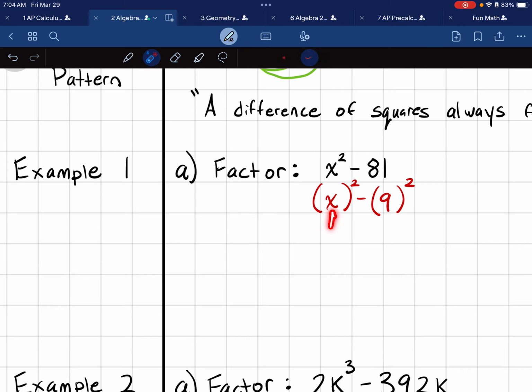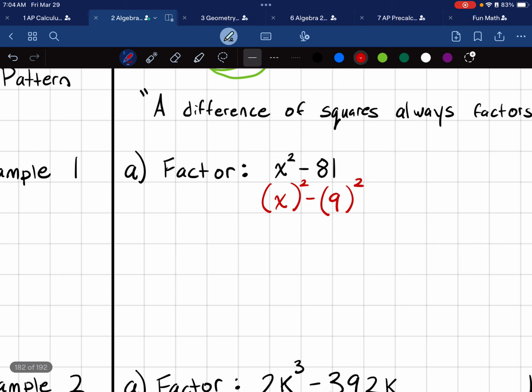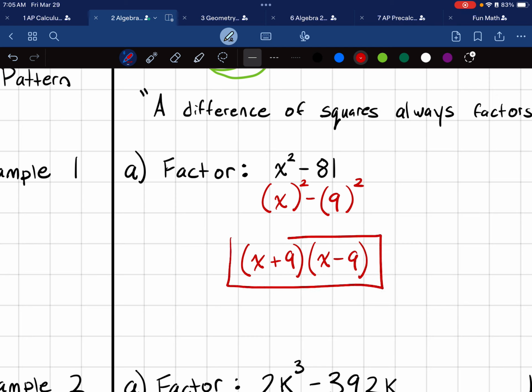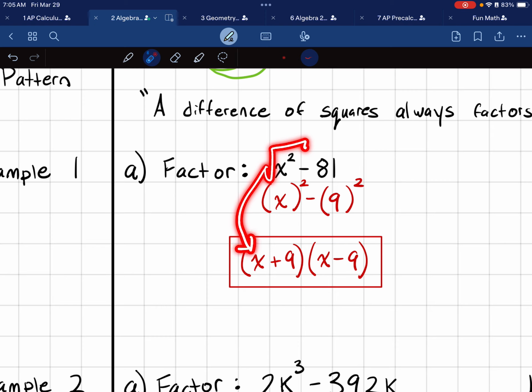So my two numbers are going to be x and 9 that I'm going to put into my formula of my conjugate pair. My conjugate pair says I'm going to do one of these numbers plus the other number times one of these numbers minus the other number, and I'm done. Typically speaking, we don't show this step. We just say, okay, I can take the square root of x squared and it turns into an x. I can take the square root of 81 and it turns into a 9. You don't have to write out this step if you don't need to. You can usually jump straight here.